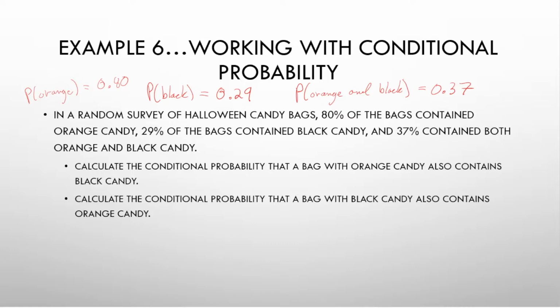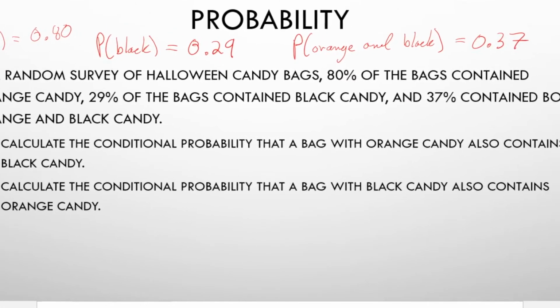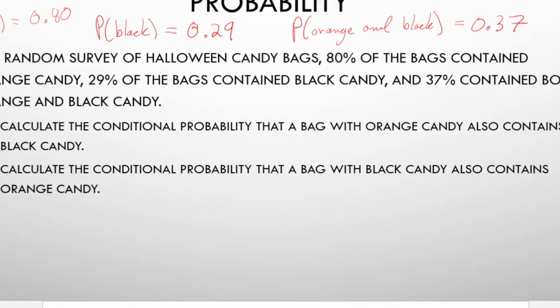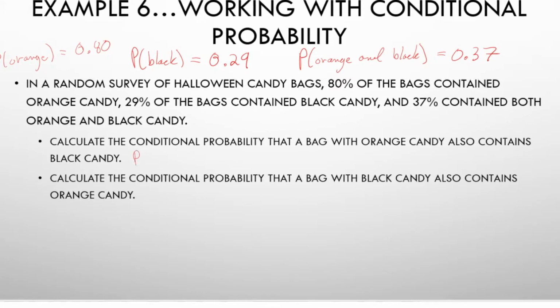Now, for the first problem, we need to see what we're solving. So we want the conditional probability. You need to know that conditional means the same thing as given. So that a bag with orange candy also contains black candy. Reading that, with orange candy means that's my given. I know that it has orange. So I want the probability of black candy given orange. If you don't read it that way and you write it the other way, you're going to get the wrong answer, because you need to infer from those words that with orange implies that we know orange is in there.